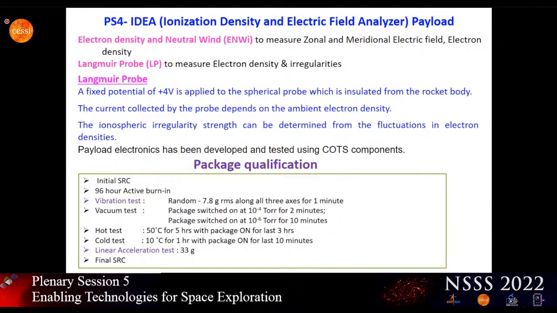For the Langmuir probe, you can apply a constant potential or a varying potential. In this case, what was done is a fixed potential of 4 volt is applied to the spherical probe, which is insulated from the rocket body. And the current collected by the probe depends on the ambient electron density. The ionospheric irregularity strength can be determined from the fluctuations in electron densities once you have the continuous observations.